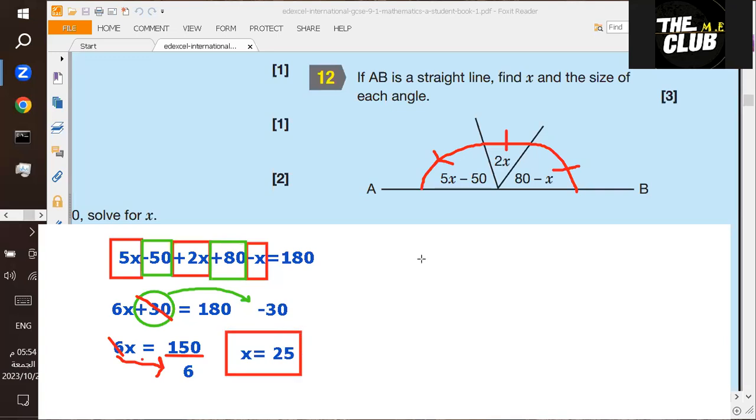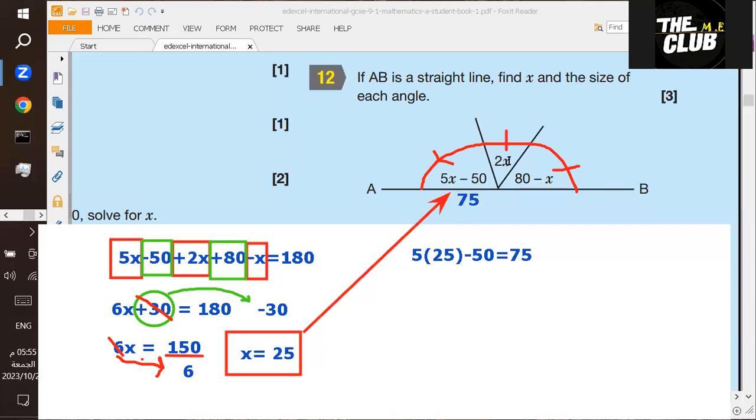Okay? It means I'm going to take the x and put it in this x by substitution, and it's going to be like this: 5 times 25 minus 50. So the first one would be 5 brackets, inside the brackets is 25, because the 25 is the value of x, and then minus 50. So 5 times 25 is going to be 125, and then 125 minus 50 is going to be 75. So the first angle here is 75. Okay? This is the first one.